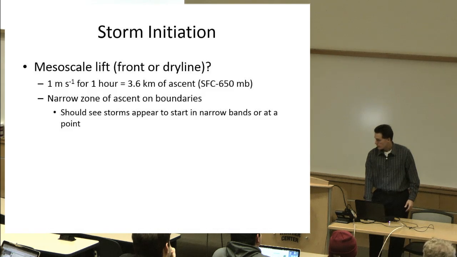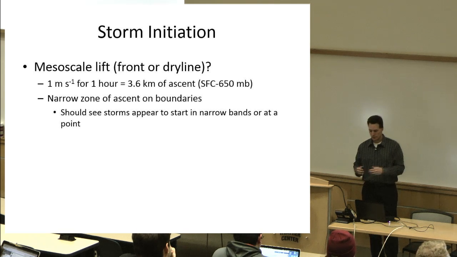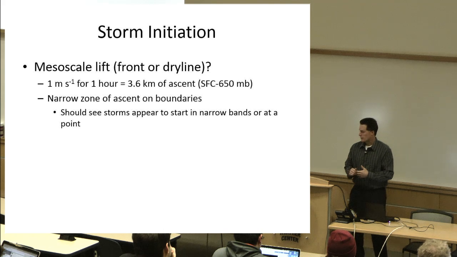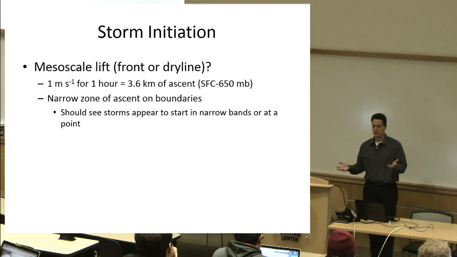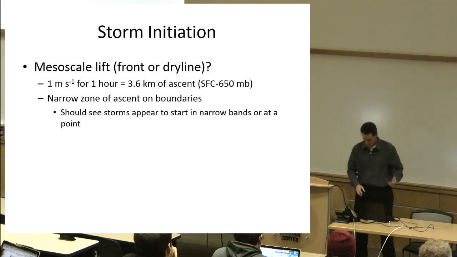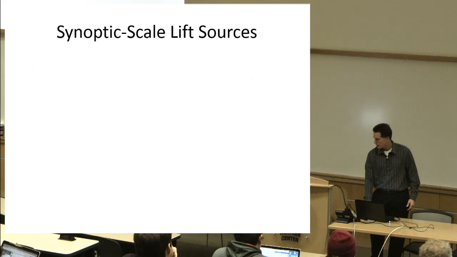All right, so the mesoscale, which we're talking about updrafts on the order of 1 meter per second for an hour. You can displace particles or parcels up to 3 to maybe even 4 kilometers in the vertical, which is higher than your typical level of free convection. So that's more than enough ascent to initiate storms. And again, they'll have that characteristic signal in satellite or radar. They'll start at points or in small, narrow bands.